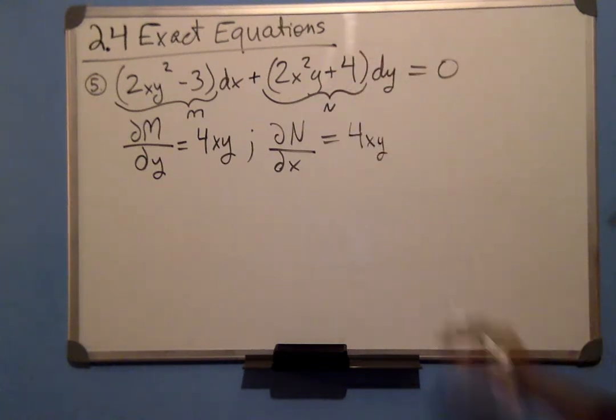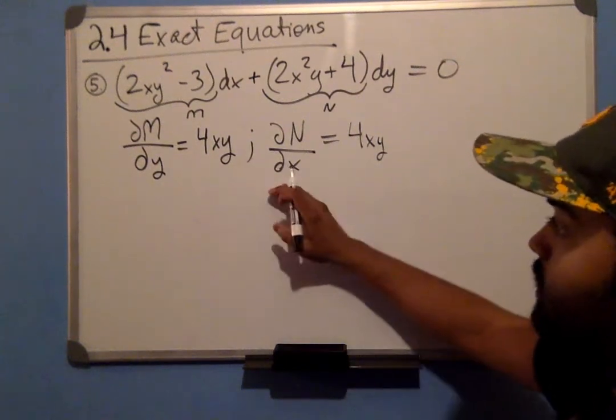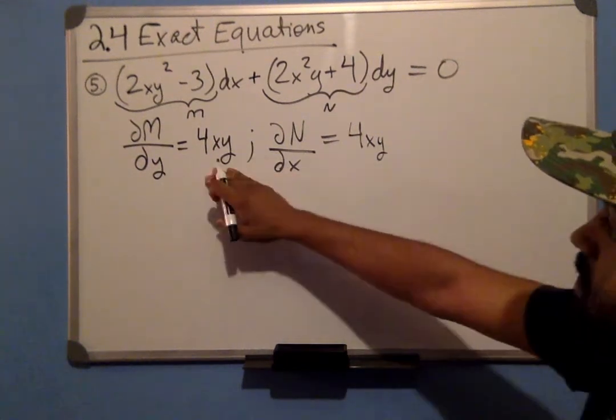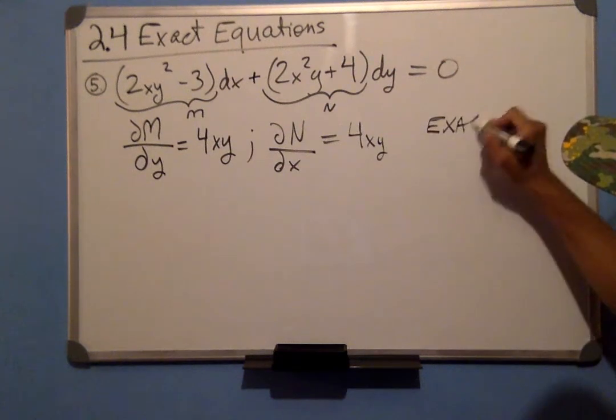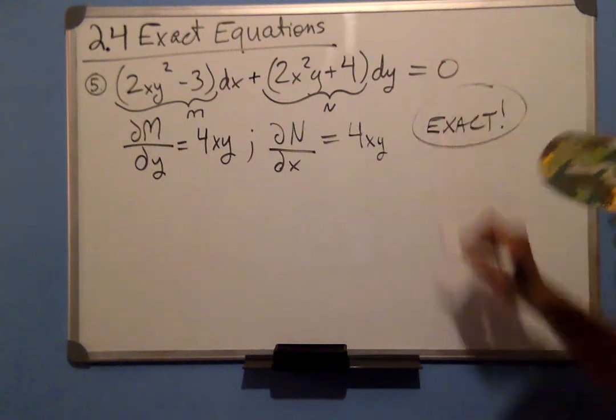What I want to do is verify that the partial of M with respect to y and the partial of N with respect to x are indeed equal. And because both of the partials are equal, we can say that this equation is exact. Okay, and so therefore we can proceed.